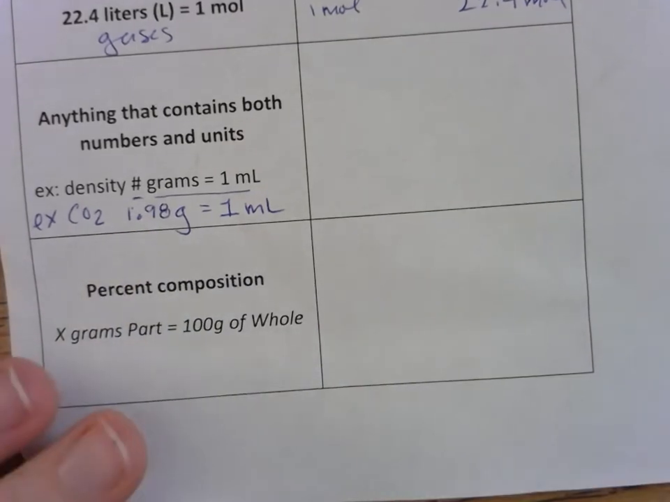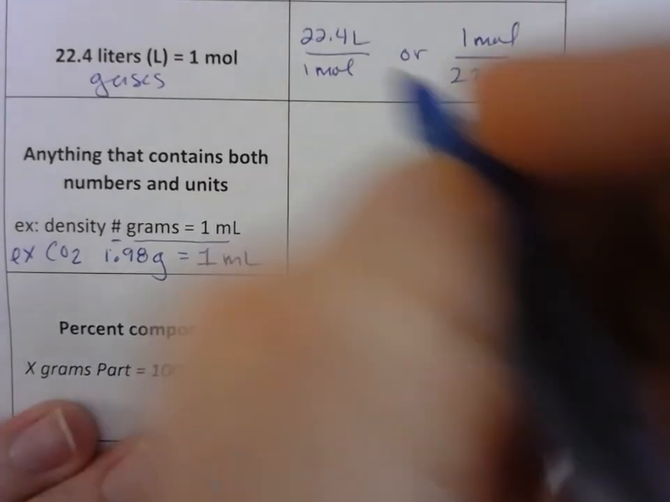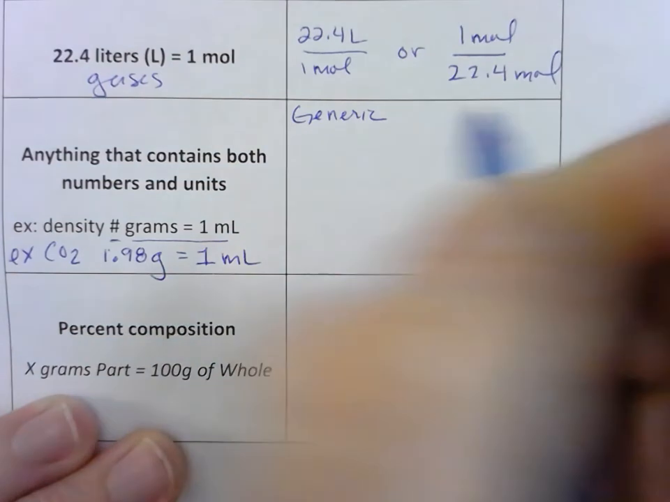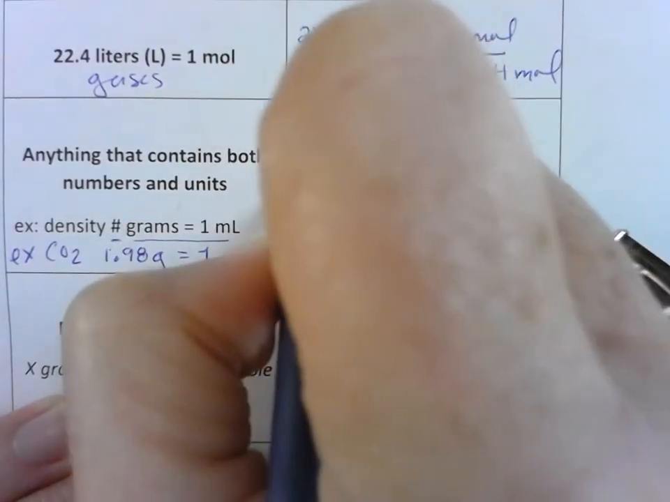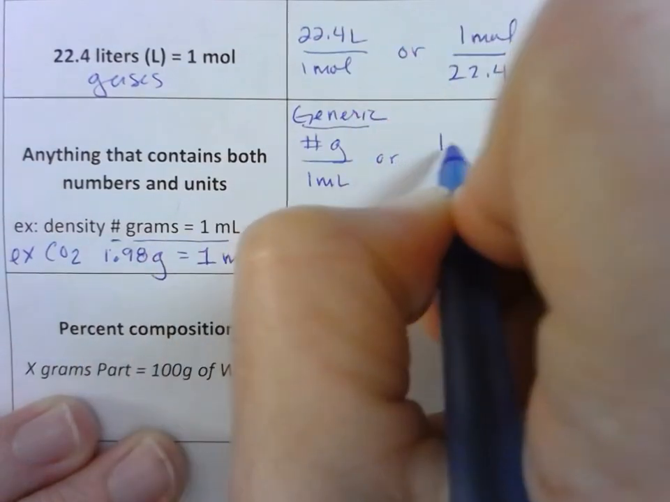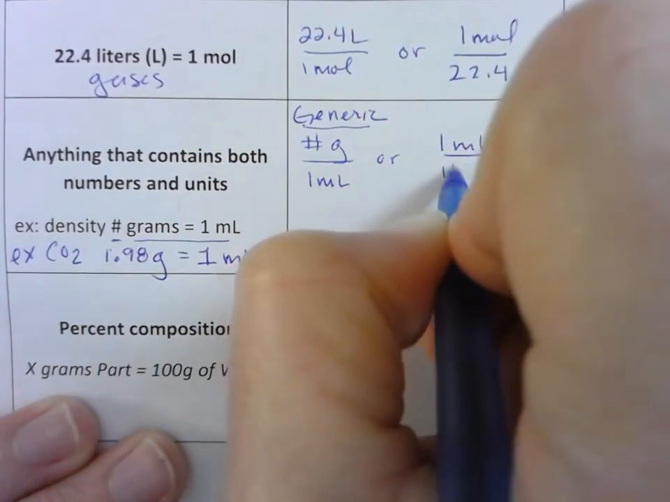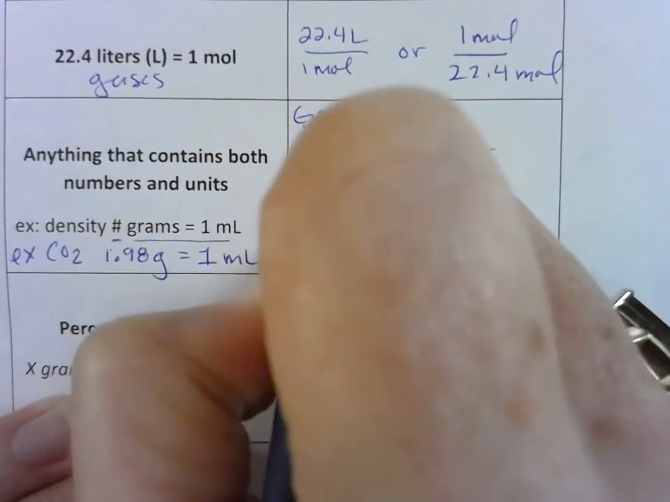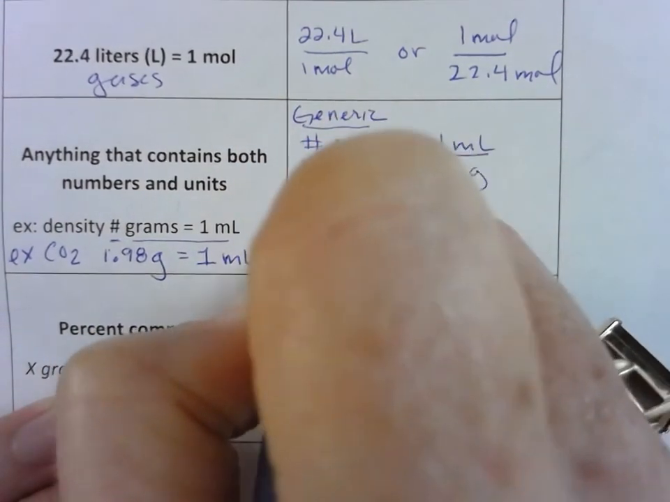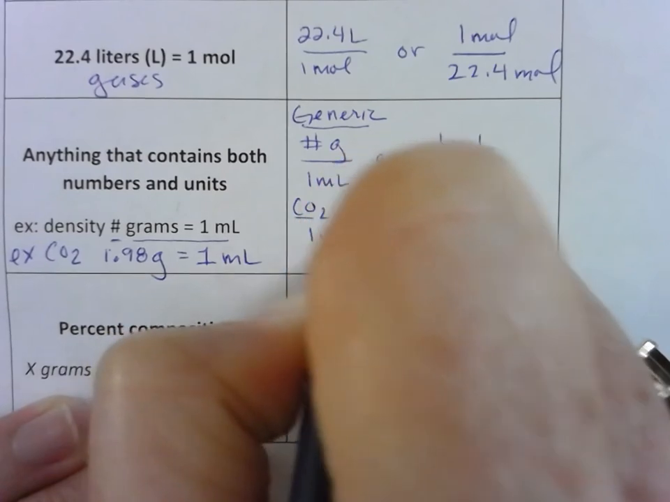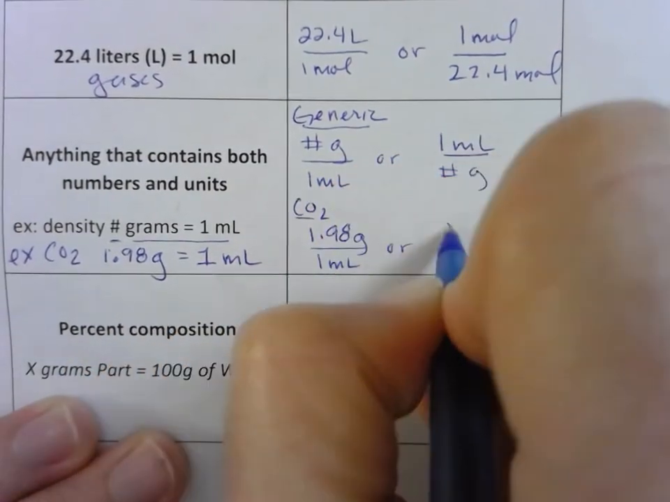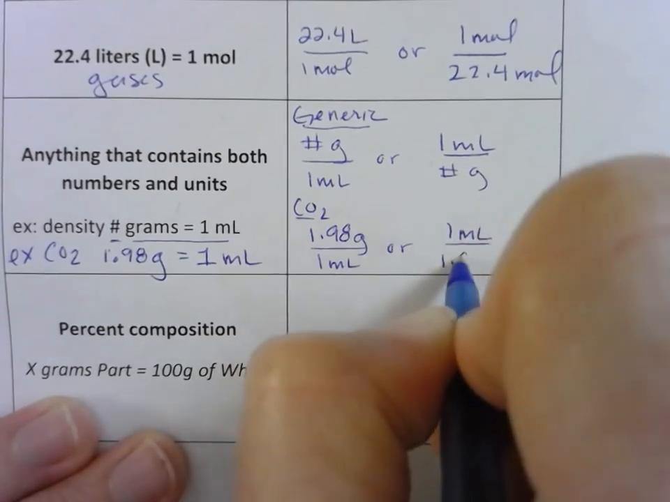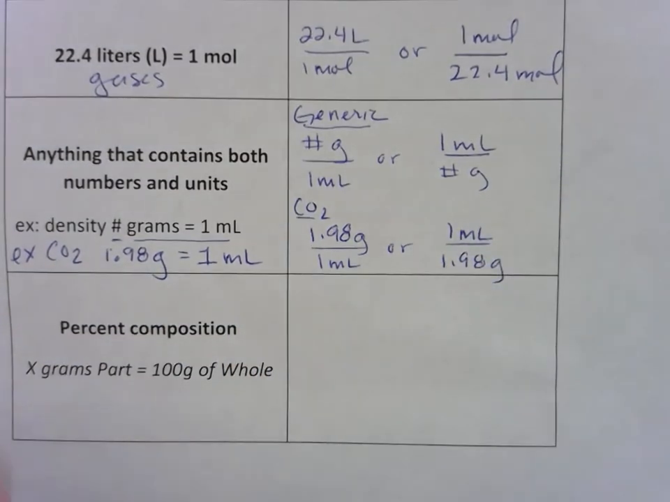This box is a little bigger. I think I could do both. I'm going to do the generic on top. So the generic would be the number of grams over 1 milliliter, or 1 milliliter over the number of grams. And for CO2, that would look like 1.98 grams over 1 milliliter, or 1 milliliter over 1.98 grams.